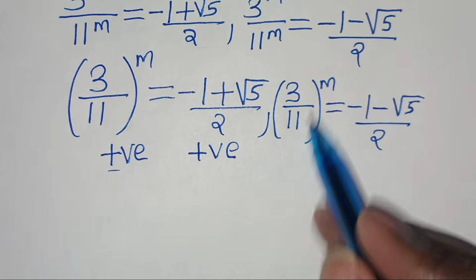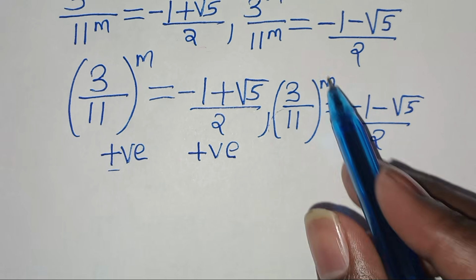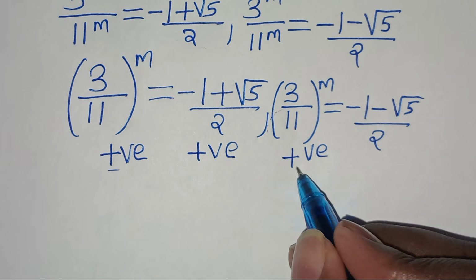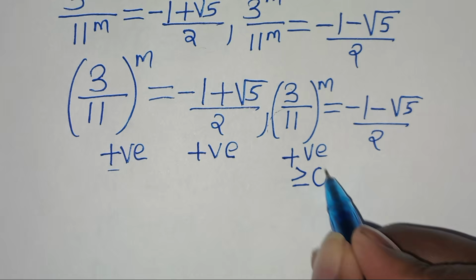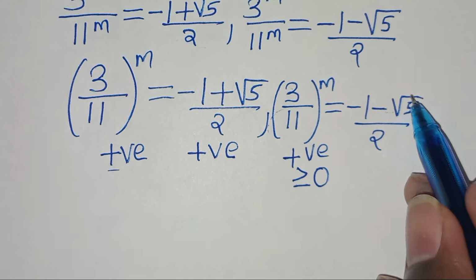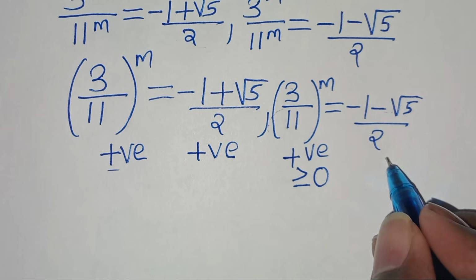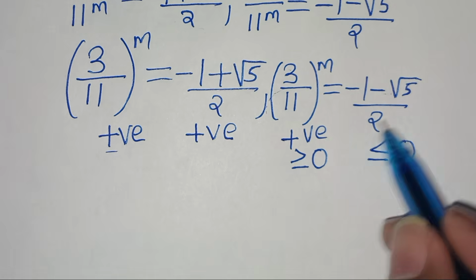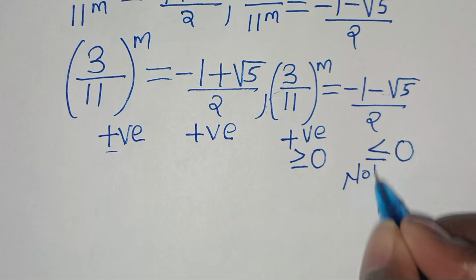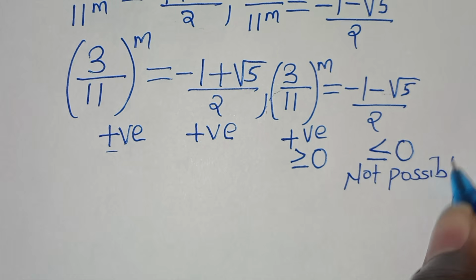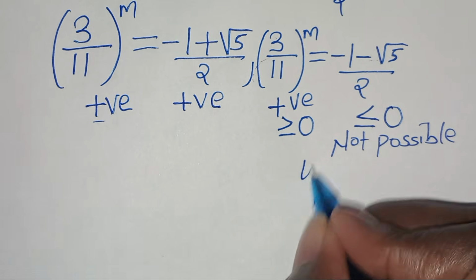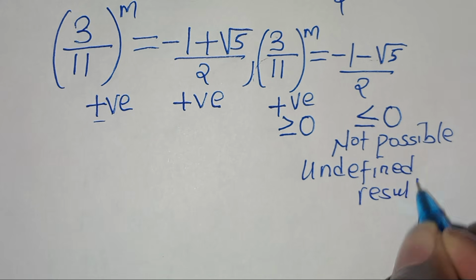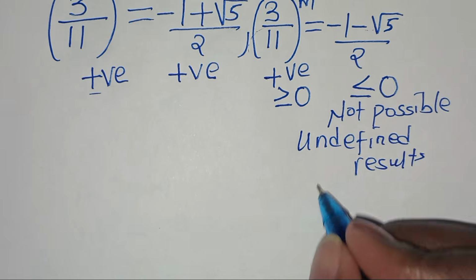Now, on the second case here, 3 divided by 11 to the power of m will give us a positive value, or in other words, a value that is greater or equal to 0, but minus 1 minus square root of 5 divided by 2 will give us a value that is less or equal to 0. Now, in the second case here, it will not be possible to solve for the value of m. In other words, we'll have an undefined result. And this means that the second case here is rejected.